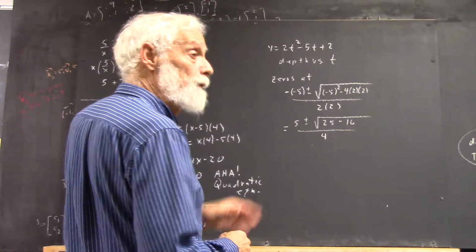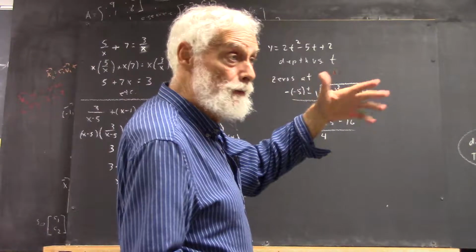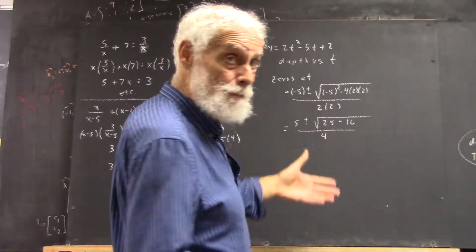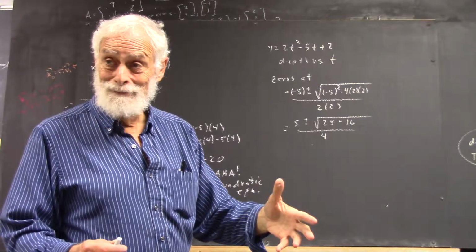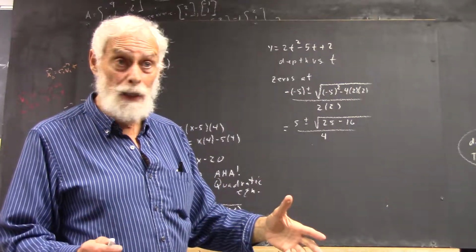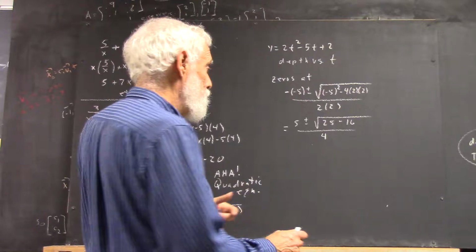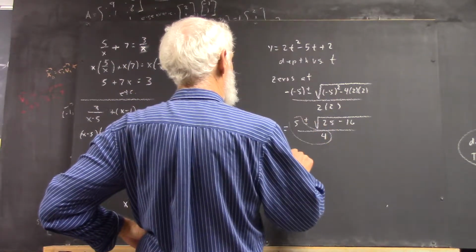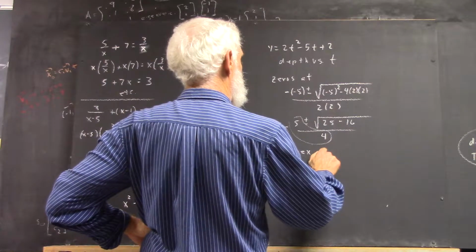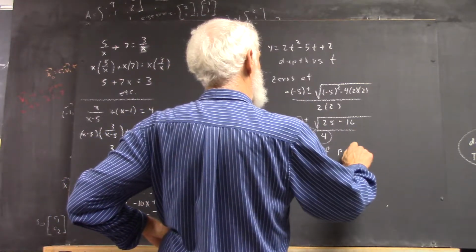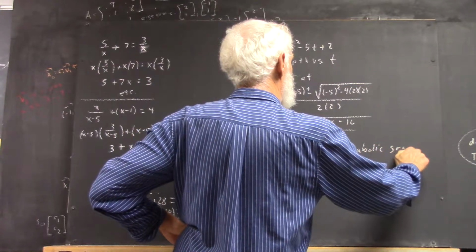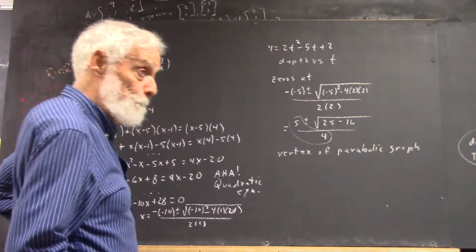5 plus or minus... I'm sorry? Somebody said it. 5 over 4, right? Yeah. Okay, are we used to this? I know I've said it a dozen times in the last week and a half. Okay? So here's your vertex. Vertex of your parabolic graph. Okay?